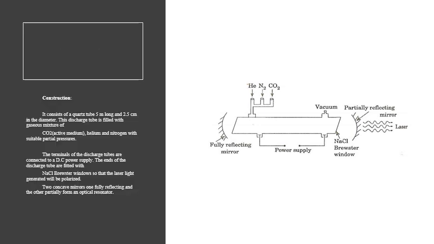The dimensions of this tube are about 5 centimeters long and 2.5 centimeters in diameter. So it's a long tube of very small diameter. We have used a very narrow tube so that the interaction between the molecules will increase, and the energy is transferred by one molecule to another, one gas to another. Here CO2 is the active medium, and helium and nitrogen are added at suitable partial pressures. The terminals of the discharge tube are connected to a DC power supply. The ends of the discharge tube are fitted with NaCl windows so that the laser light generated will be polarized. The set of mirrors is shown here, partially and fully polished.